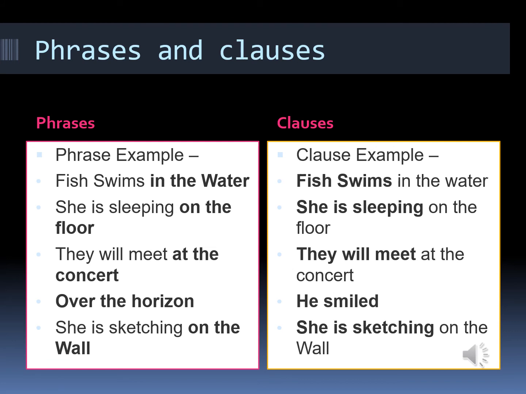Third one, they will meet at the concert. So at the concert, again it is a phrase. It is not giving us a complete thought and there is no finite verb. See the next part, they will meet. It is a clause because there is a subject, they, and will meet is a finite verb. Next one, over the horizon, it is a phrase. He smiled. It is a clause. She is sketching on the wall. On the wall is a phrase and she is sketching is a clause. Why? Because is sketching is a finite verb.